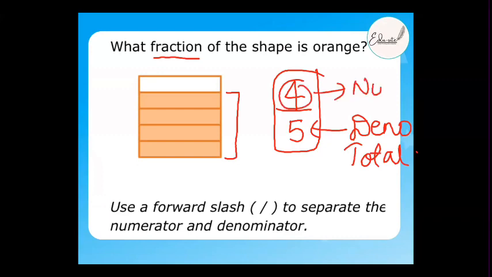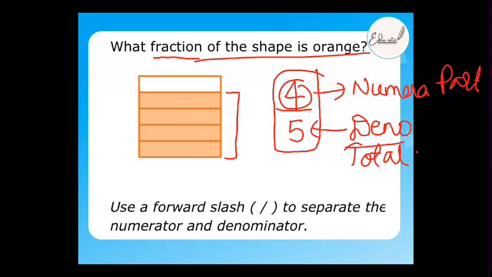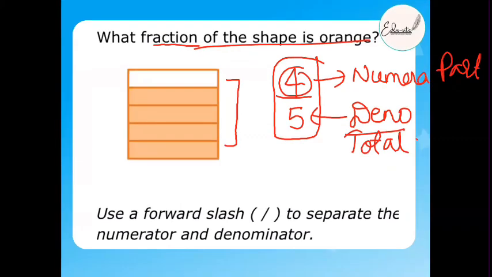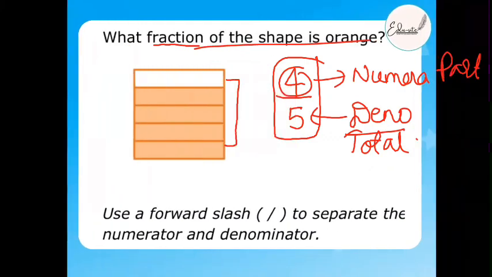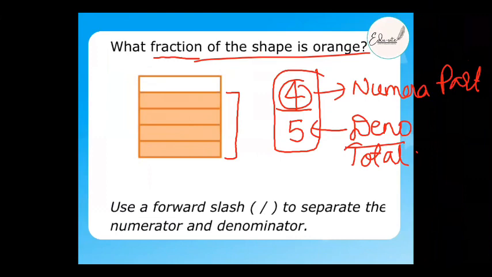And what about the numerator? Numerator has the part, which shows the part that is asked in the question. Numerator holds the part and denominator holds the total. So here it is 4 over 5. Understood? Can I give you more questions?